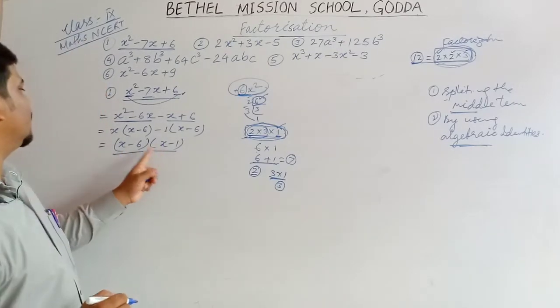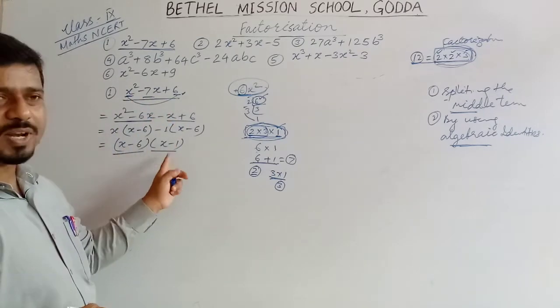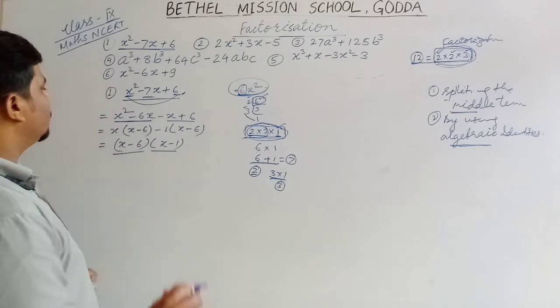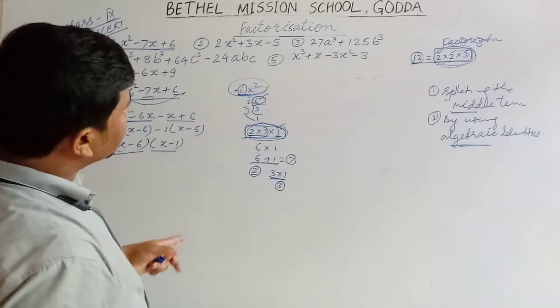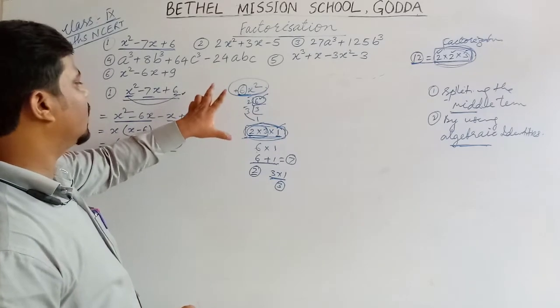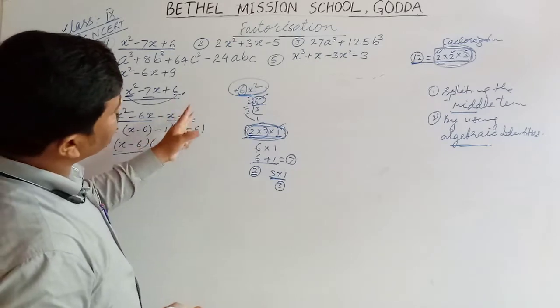This is the factorization form. It means we multiplied. It has two factors, x minus 6 and x minus 1, and they are in the form of multiplication. So you understood? Once again, I am just going to repeat. Just listen carefully. So what is the way of splitting?